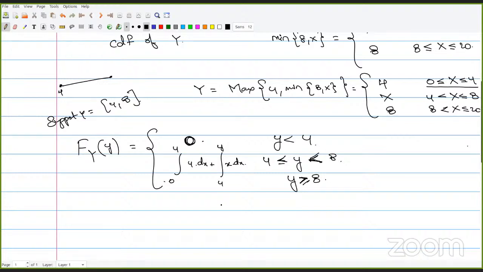Because when small y is equal to 4, the probability that capital Y is less than or equal to 4 is the probability x is less than or equal to 4, which is 4 by 20. And when small y is equal to 8, then also it is 12 by 20, and for the rest it will be y by 20. So we can take it as a separate case.